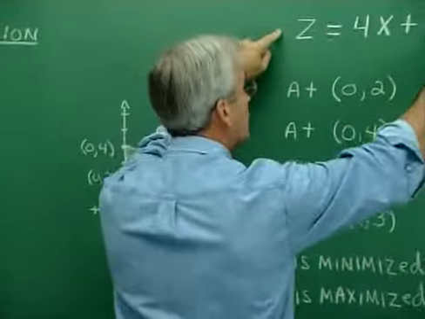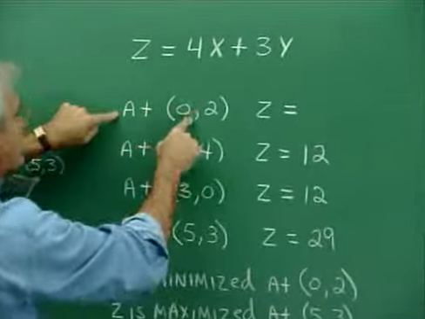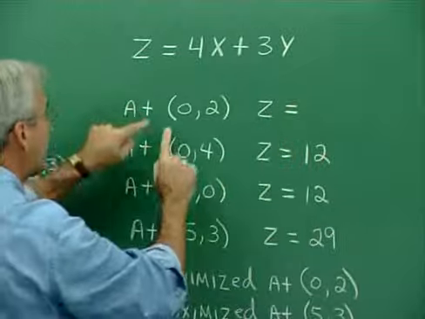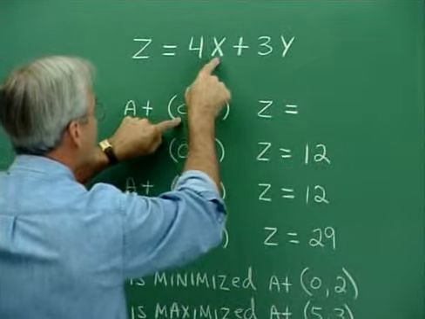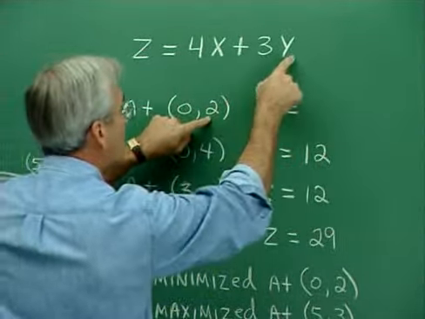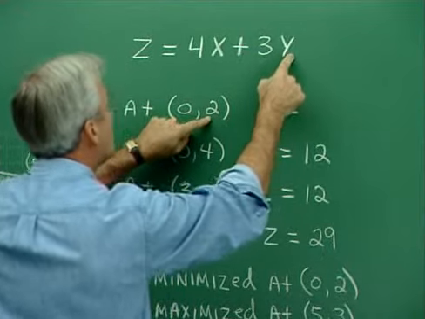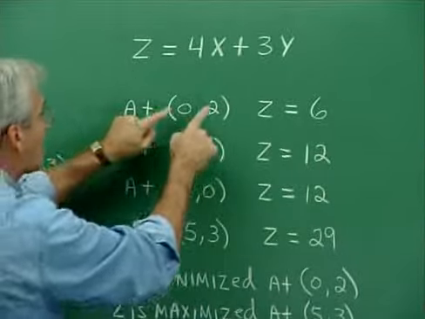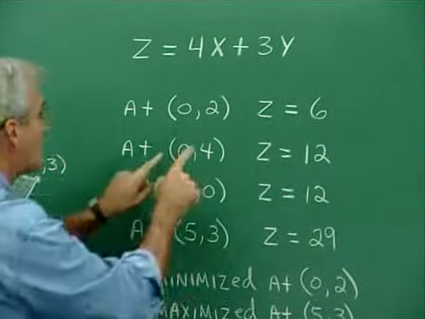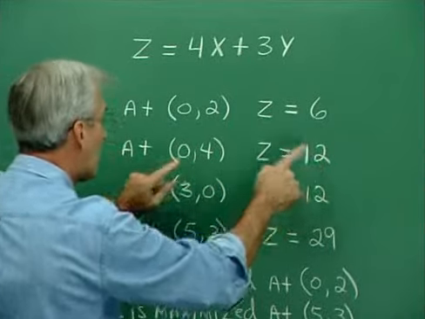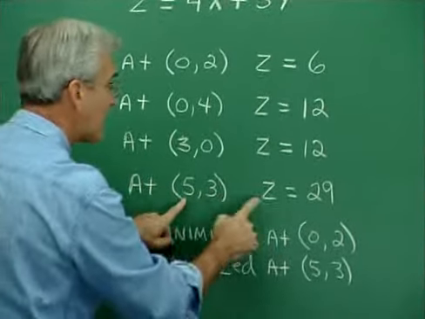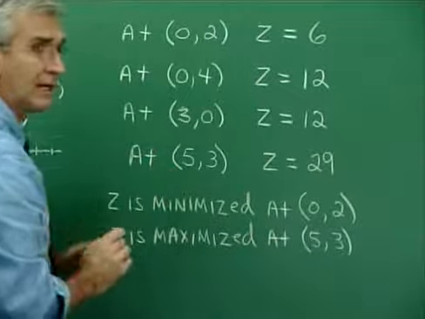Here's our objective function. And at the point (0, 2), z has a particular value. Well, we find it like this. If x is replaced with 0 and y is replaced with 2, then we have 3 times 2, 6 for the value of z. So z is 6 at the point (0, 2). At the point (0, 4), z has the value 12. At the point (3, 0), z has the value 12. At the point (5, 3), z has the value 29.